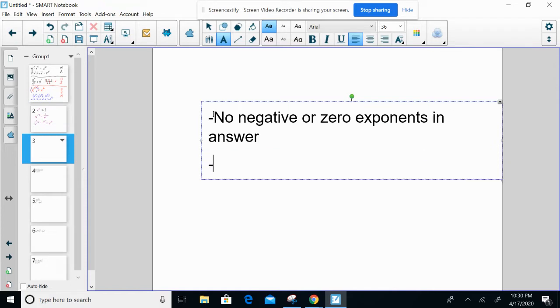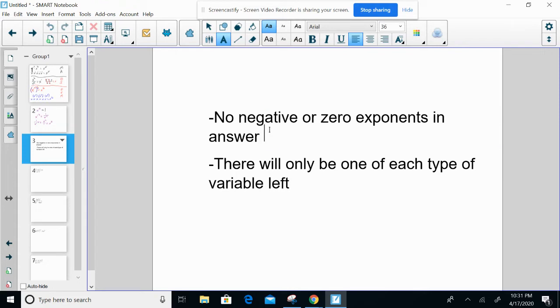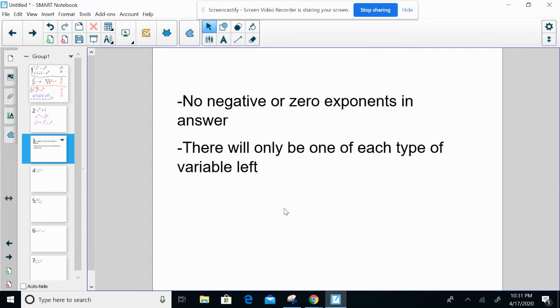Number 2, I can guarantee that there will only be one of each type of variable left. What that means is if your problem has x's and y's, in the end you should only have one x and one y. It could be x squared, it could be x to the 7th, it could be x to the 7th and y to the 6th, but you'll only have one x and one y. Those are the 2 basics I can tell you about your answers. This is how you know you're done, because there's a lot going on and you might not be sure. These 2 are a guarantee.